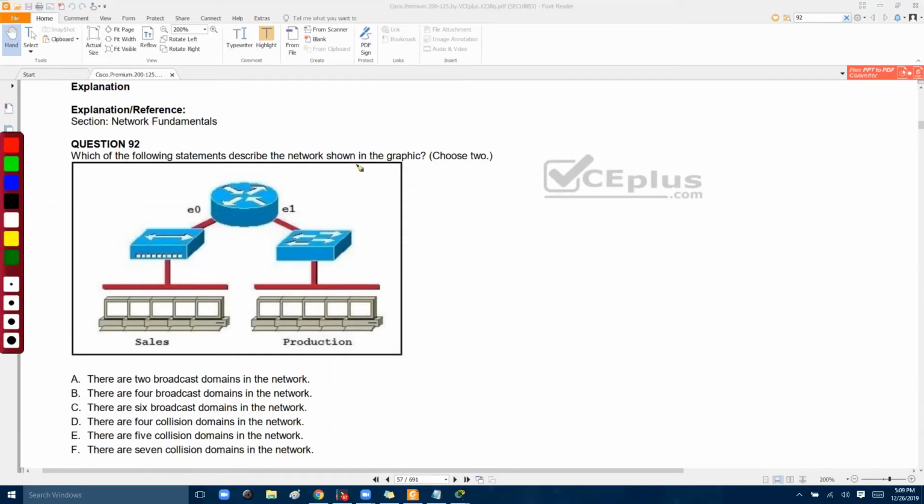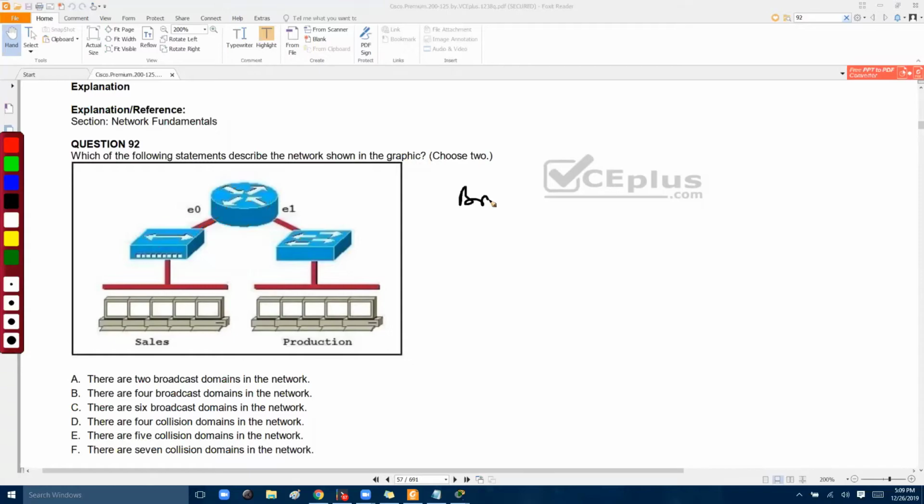Now, probably in this question, you'll be given some diagram where the router is connecting to a hub and a switch. This is my switch, and then you have multiple devices, like 1, 2, 3, 4, 5, and here 1, 2, 3, 4, 5. So the main thing you need to understand here is how many broadcast domains and collision domains there are.